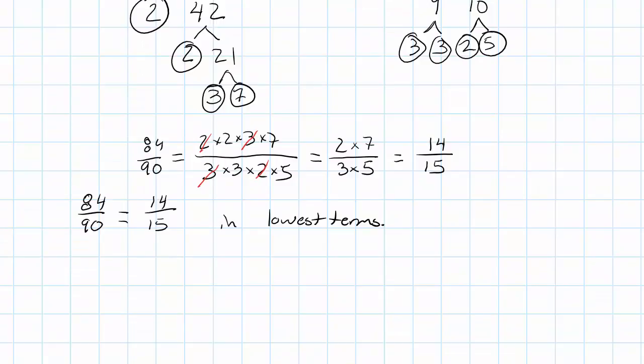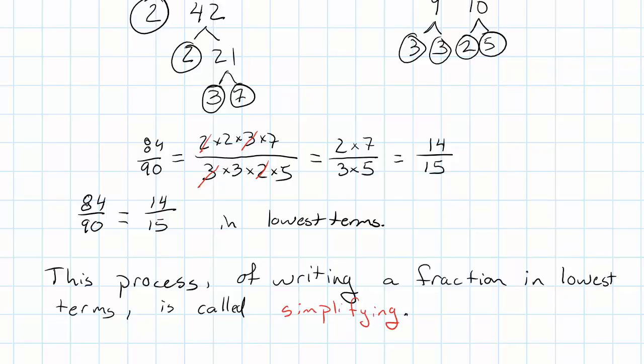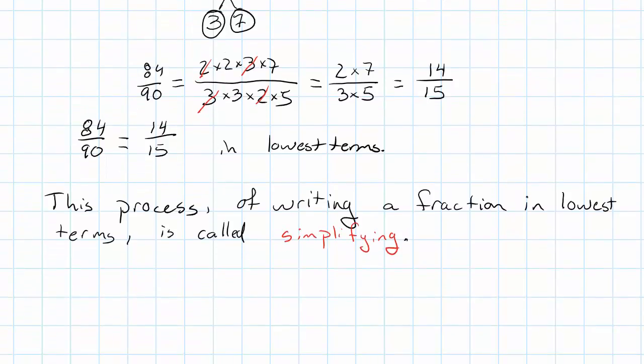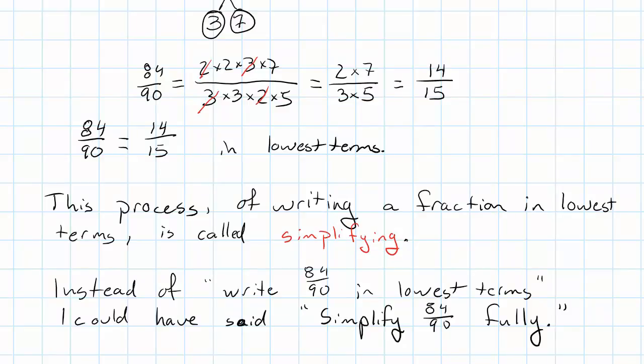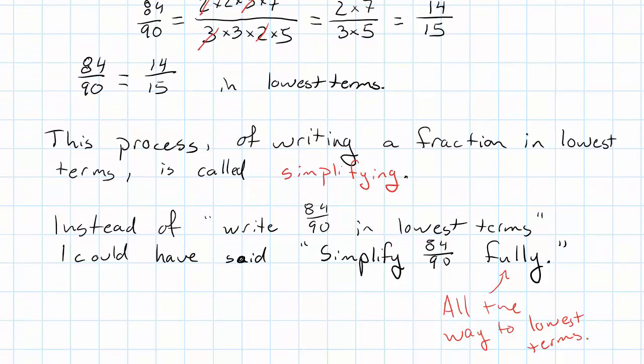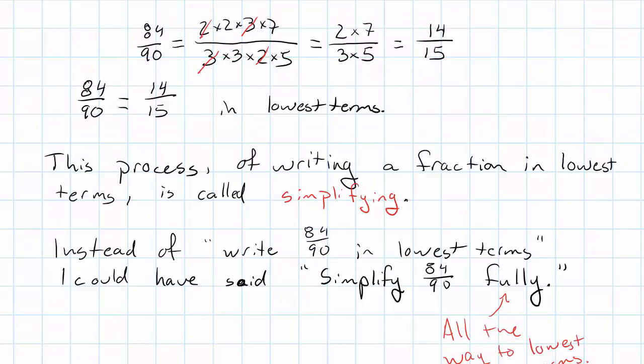This process of taking a fraction and writing it in lowest terms, or as we'll see more generally, of taking any way of describing a number and writing it in its standard form, is called simplifying. So instead of write 84/90ths in lowest terms, simplify 84/90ths fully. This fully just means all the way to lowest terms, right? Rather than, for example, just canceling out the 2's and leaving the 3's sitting around.